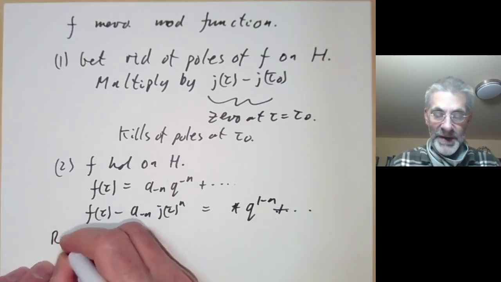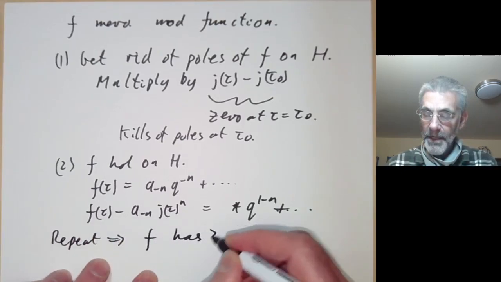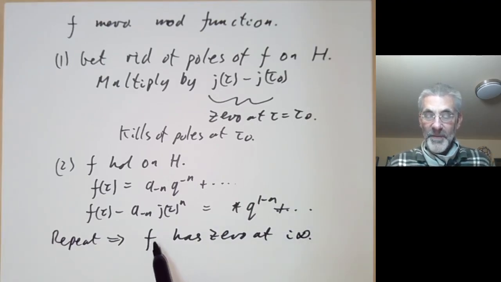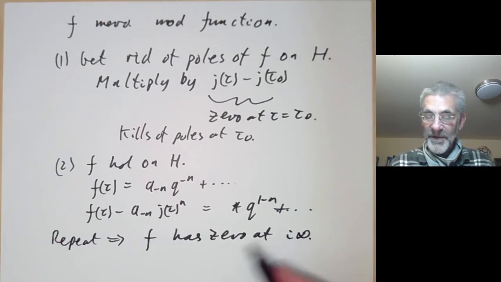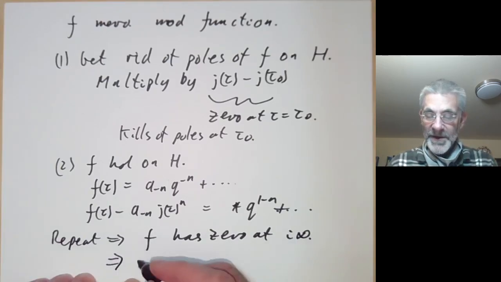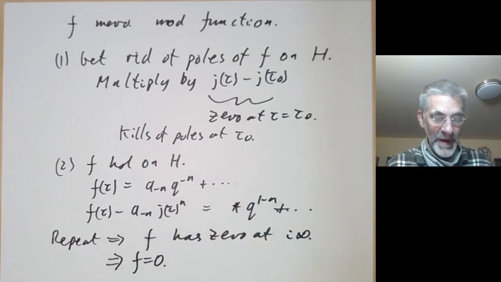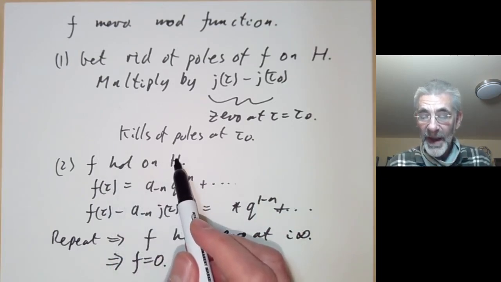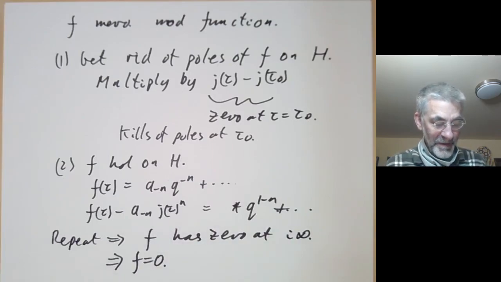So we can repeat until f has a 0 at i infinity. And as we saw, this means that f is a modular form of weight 0 that's holomorphic and has a 0 at i infinity. And as we saw last lecture, this just reduces to the case f equals 0, which is rather obviously a rational function of tau. So we see in particular that if f is holomorphic on the upper half plane, then it's a polynomial in j of tau, and that will also be kind of useful later.